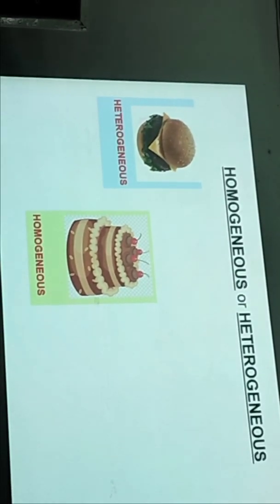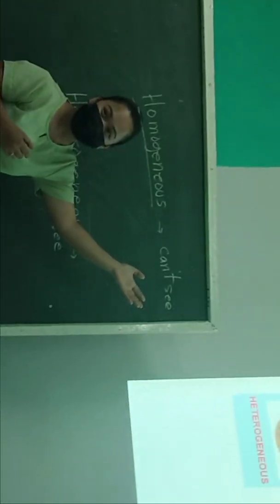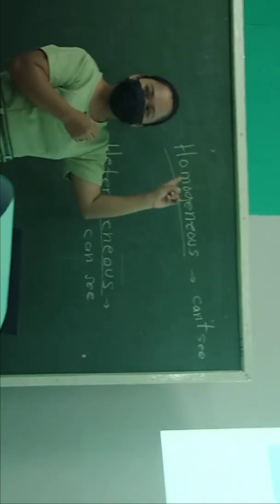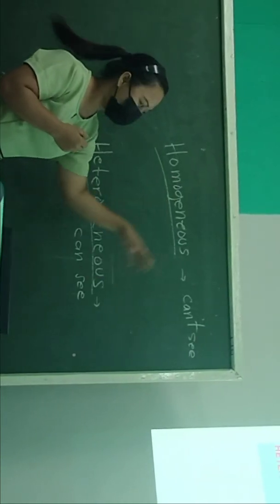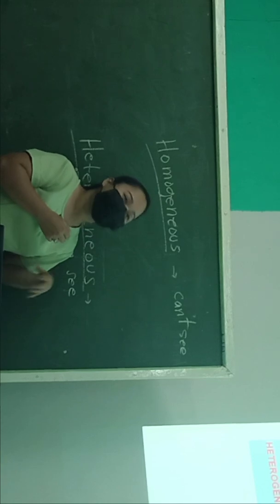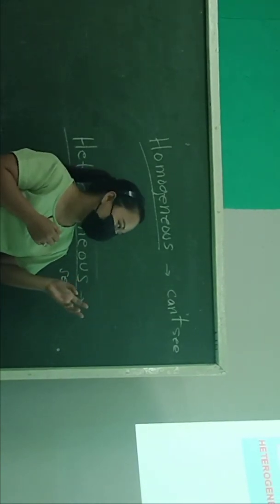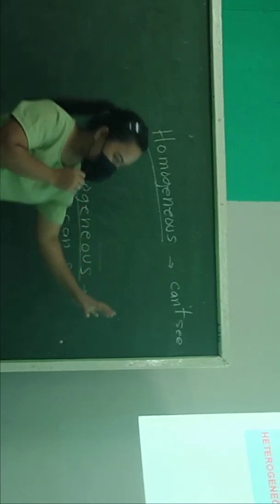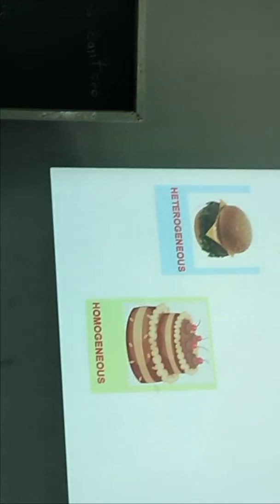because we cannot see the sugar in the cake. Can you see the sugar in the cake, children? No. How about in the burger? Can you still see the cheese? Yes. In the cake, can you see the flour? No. That's why hamburger is heterogeneous and the cake is homogeneous.